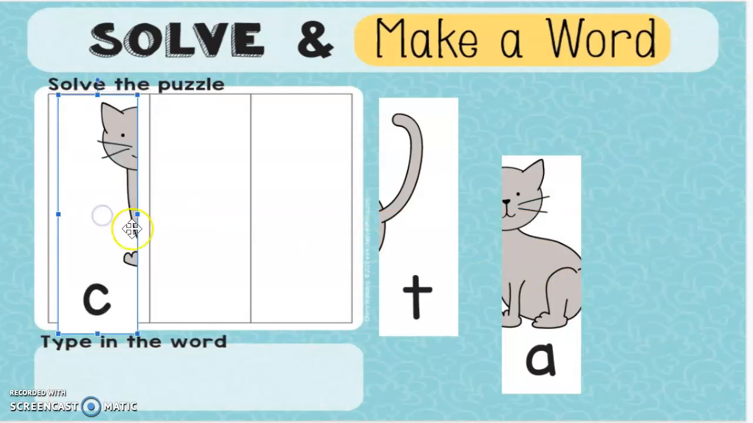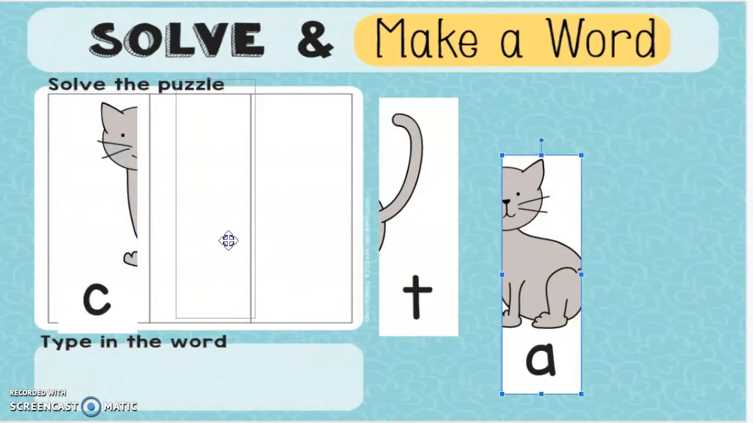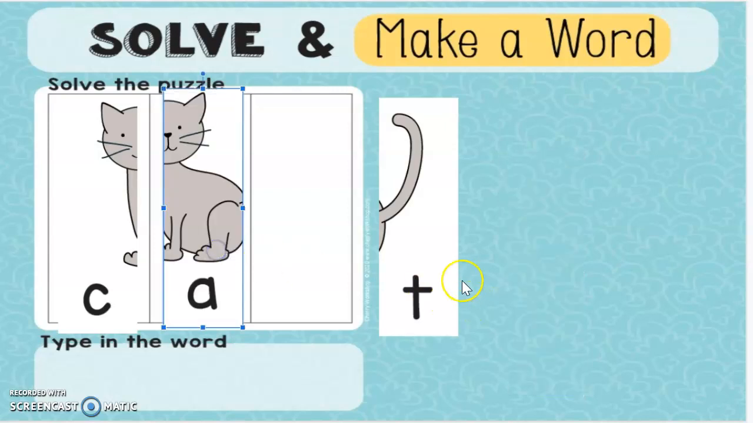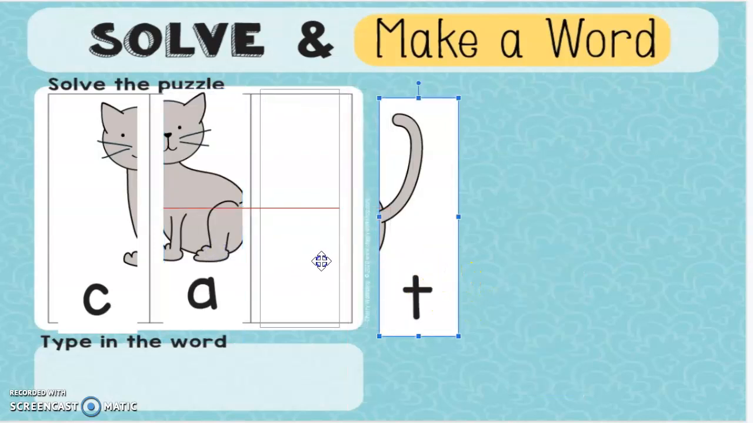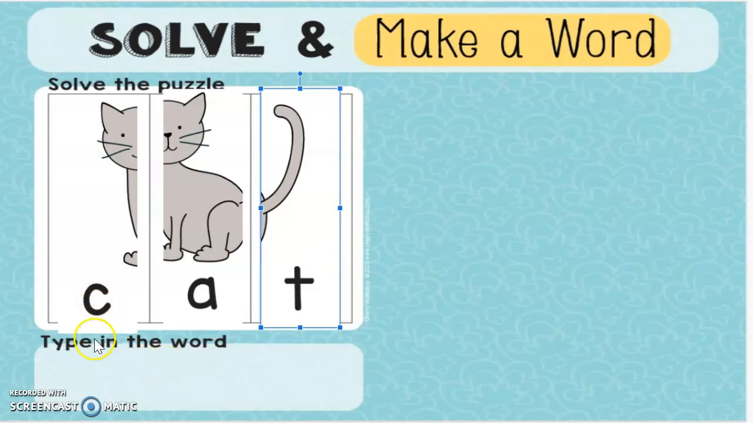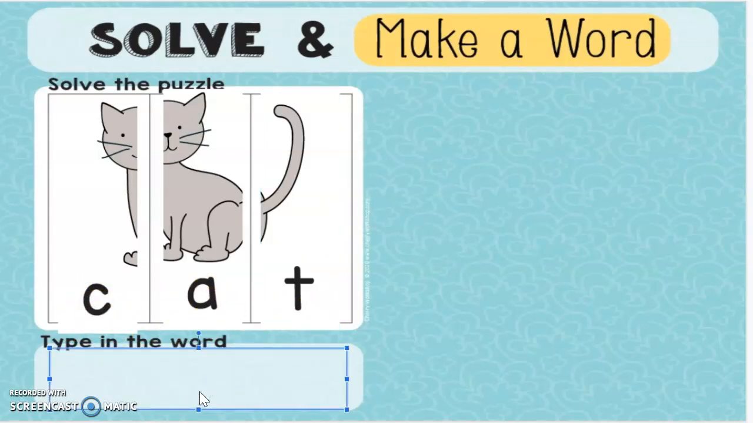So I'm going to pull over my C first. K, k, k. T, t, t, t. So I'm going to read my word. K, at, cat. Now, if you would like, you can also type in the word.